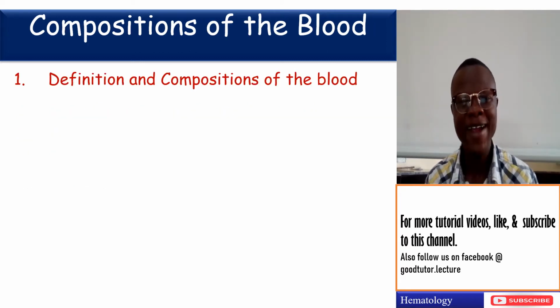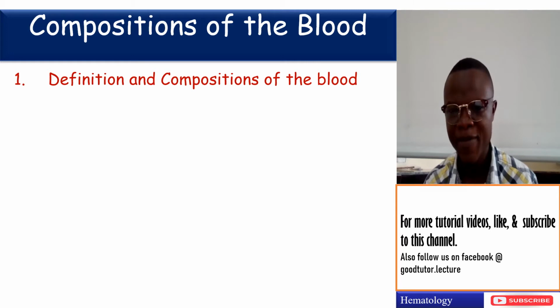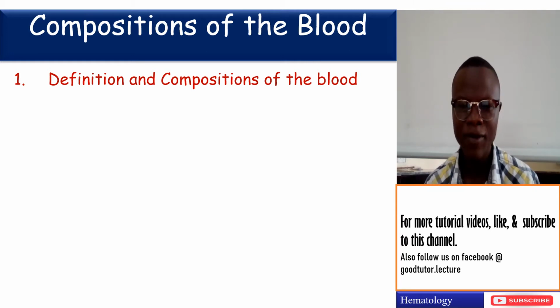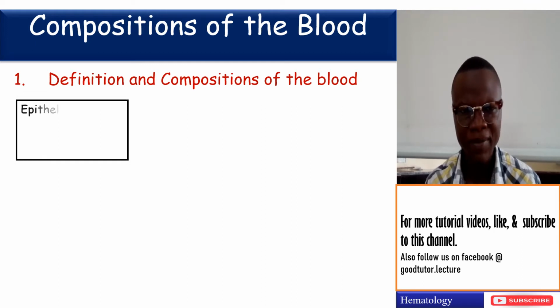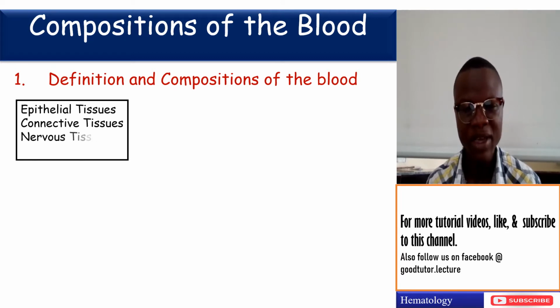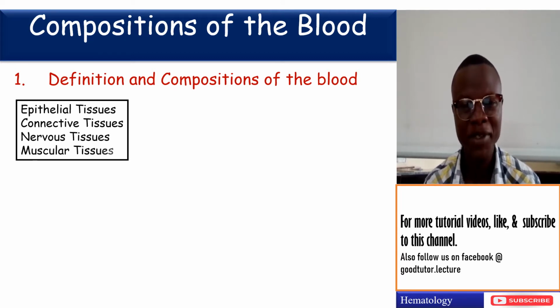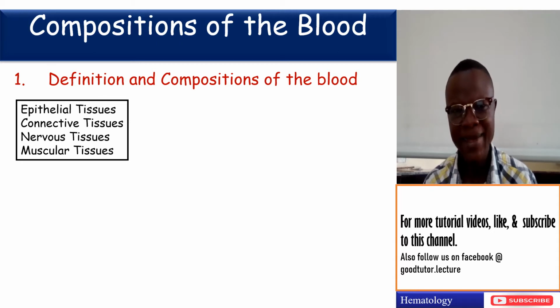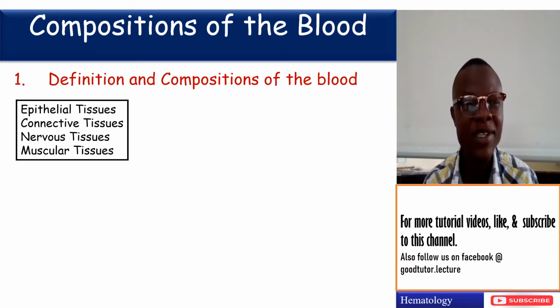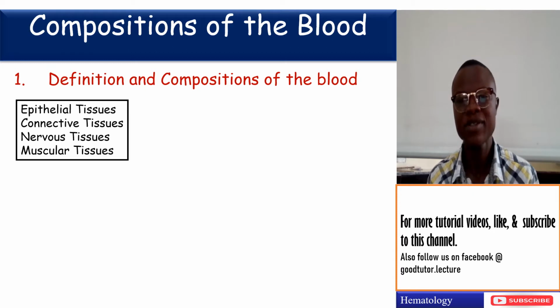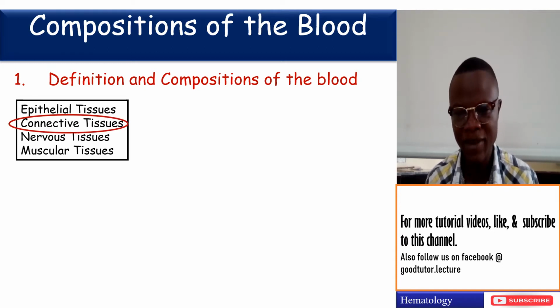So, what is the blood and what is it made of? To get a better understanding of this, we are going to refresh ourselves. Remember that the body is made of four basic types of tissue, which include the epithelial tissue, the connective tissue, the nervous tissue, and the muscular tissue. The blood that we are discussing is one of these types of tissue. So what is it? Can you guess it? The blood is a connective tissue.